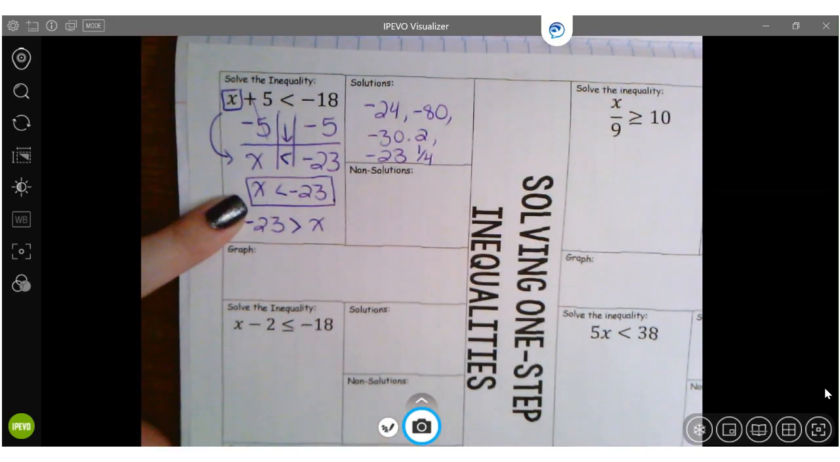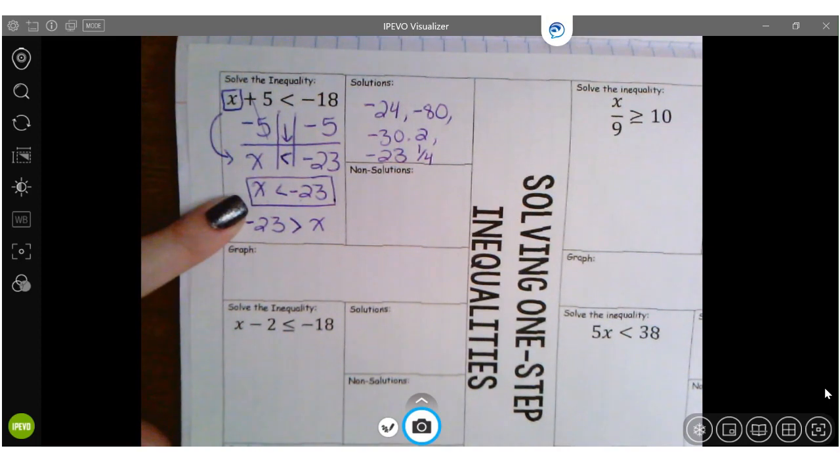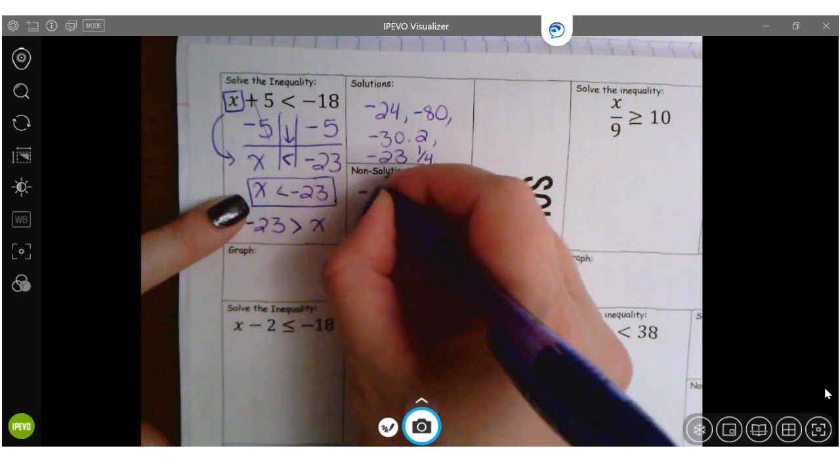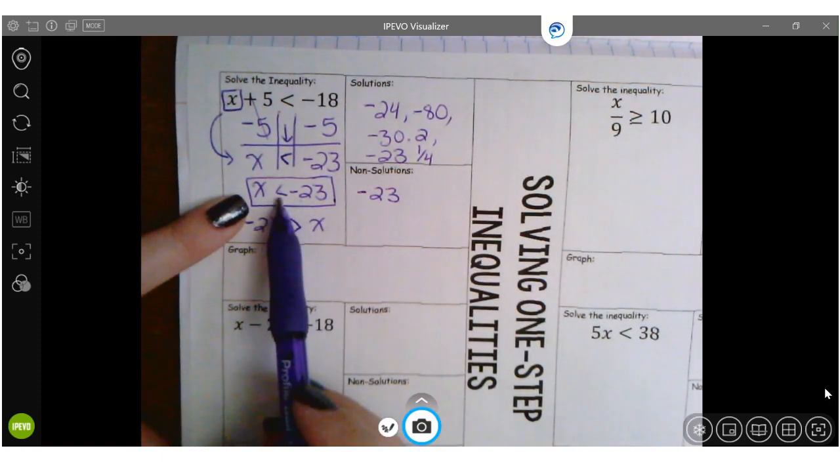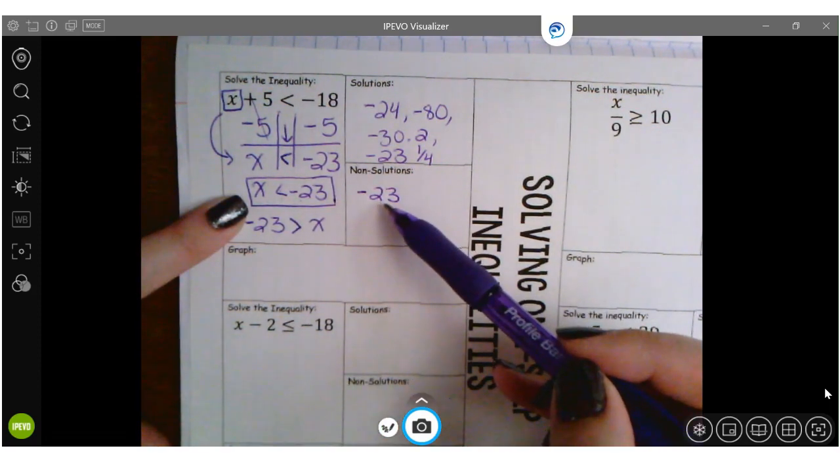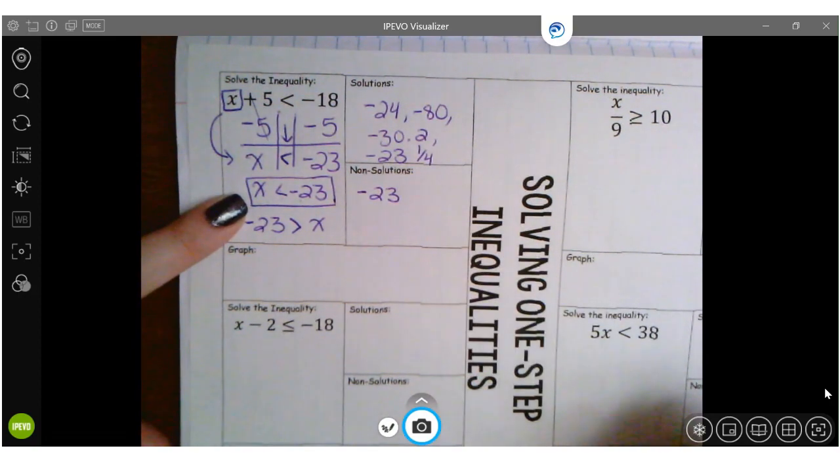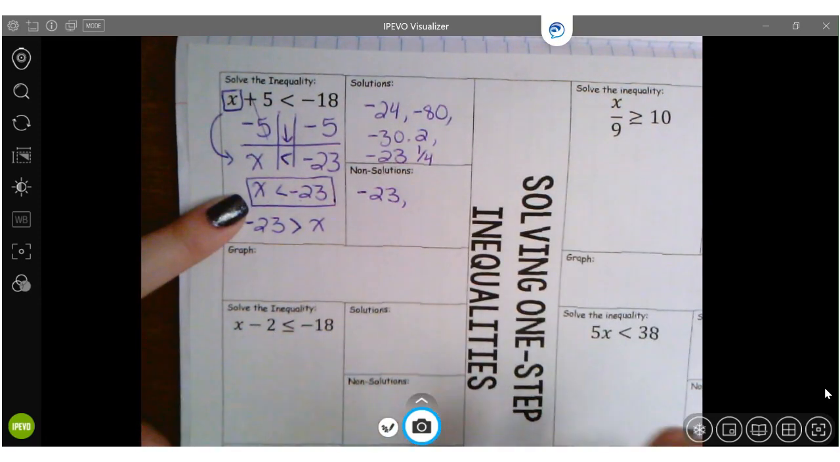So the non-solutions are things that would be to the right of negative 23 because those would be greater. So those would not be a solution for something less than negative 23. So negative 23 in this case would not be a solution. We did not list it up above because it's not less than itself. So we always want to pay attention to what I'm comparing x to and write it in solutions or in non-solutions. It's going to have to go in one or the other. So negative 23 is not a solution. So again, things to the right of it, things that are greater than negative 23, would not be solutions.